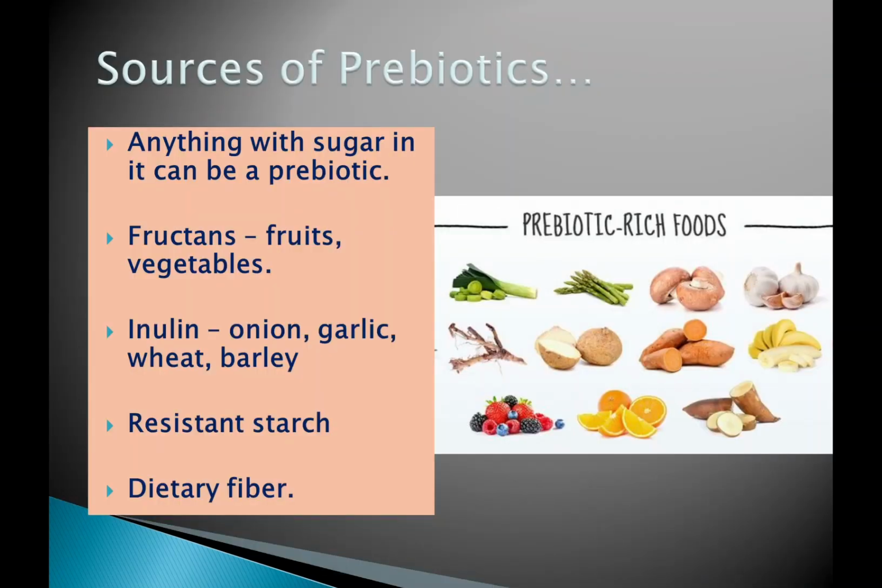And a few sources of prebiotics: anything with a sugar component in it can be a prebiotic, like fructans, for example, which is seen in fruits and vegetables. They are long chain molecules of fructose. And a few other examples like inulin, a type of dietary fiber which is seen in onion, garlic, wheat, barley, and a few other forms of complex carbohydrates like resistant starch and a few other varieties of dietary fibers.